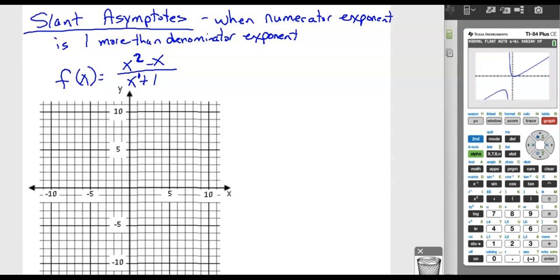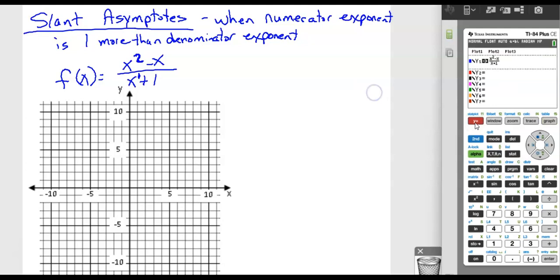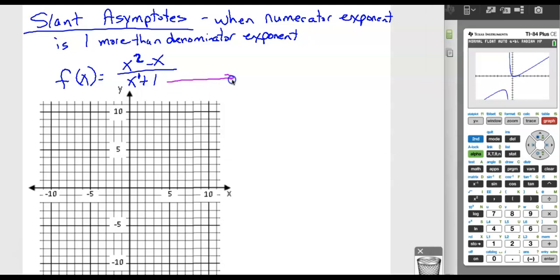Now, before we get busy with the slant asymptote, I have it graphed over here. You can see, I plug this in, I push graph, and you can see what it looks like. But how do you know exactly where that slant asymptote is? Well, first of all, something you should notice right off, x cannot be -1. And so that tells me that there's a vertical asymptote right here. And because the exponent is bigger up top, there is no horizontal asymptote, which is good.